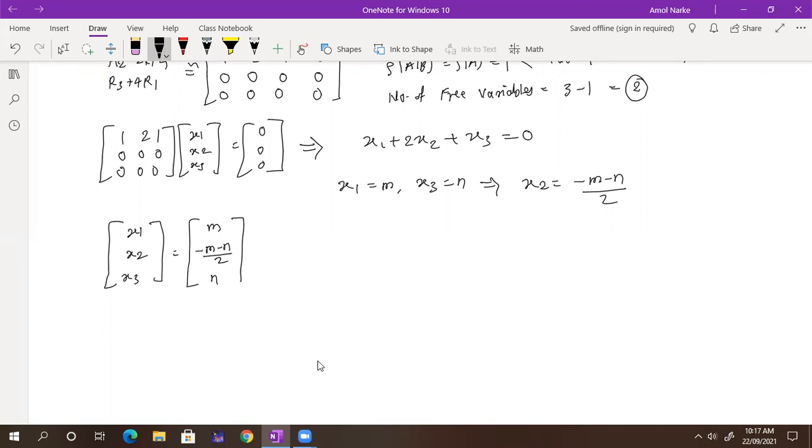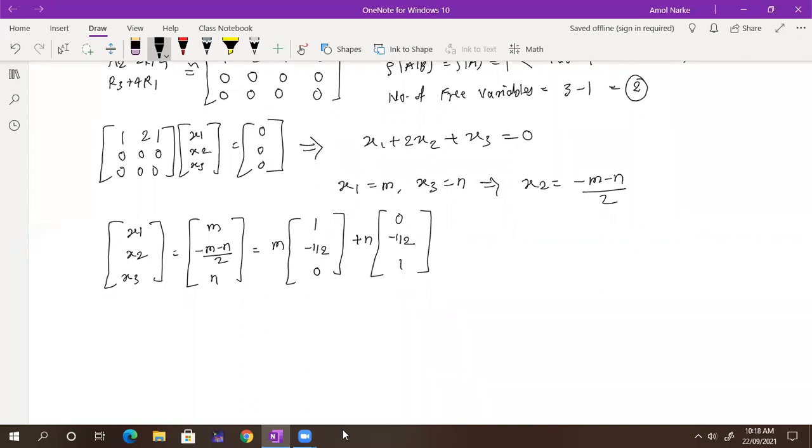So I can take m common out here. What I'm remaining with is 1, minus 1 by 2, 0, and plus n. Please tell me whether you understand that or not. Do you understand how I wrote this? Yes, sir. Okay, what I did is take m common out.